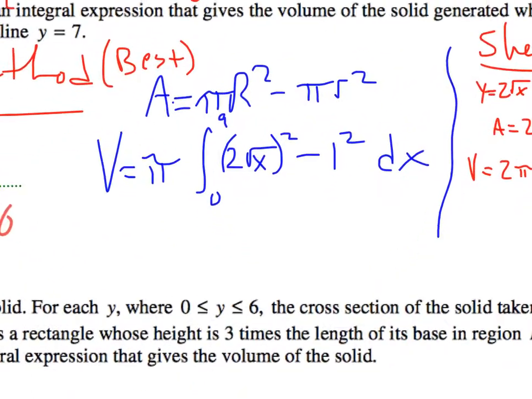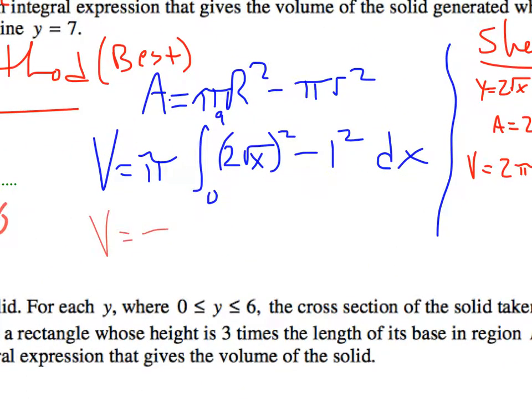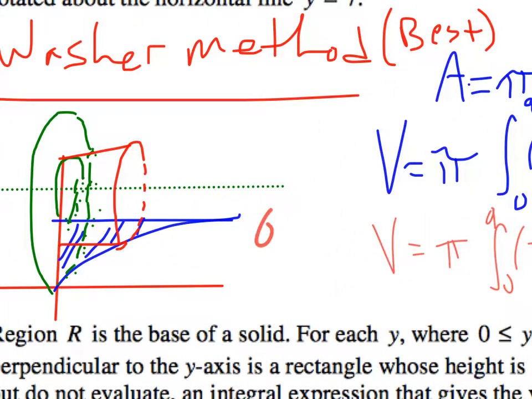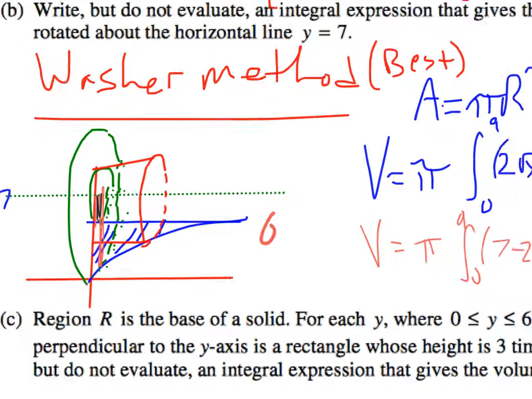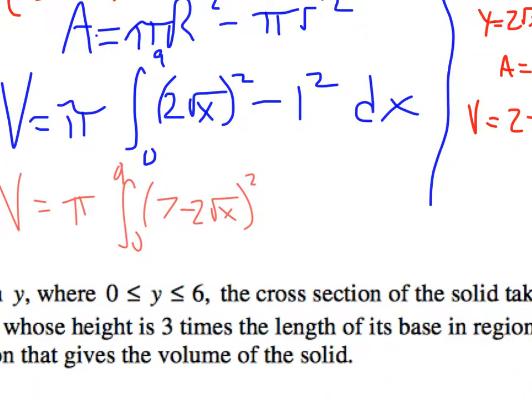Oh, I'm going to hear about this one tomorrow. Volume is pi times the integral from 0 to 9, and we're going to have (7 minus 2 square root of x) squared. That's the big radius there, right? That is the radius for any particular washer going from 7 to the outside edge. The inside radius is just going to be 1, because that's the distance from the 7 line to the 6 line, and that's 7 minus 6, which is 1. So I have minus 1 squared dx.